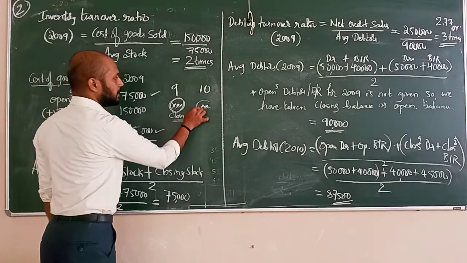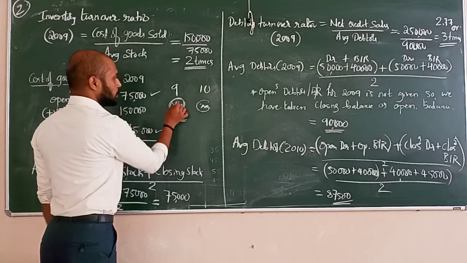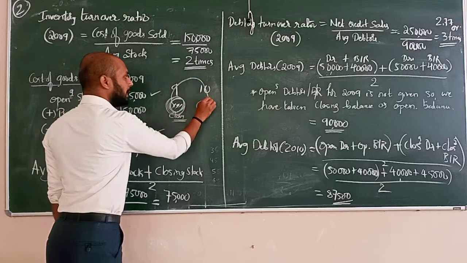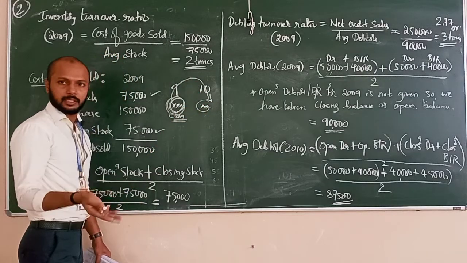So they have given the balance sheet of two different years, right? Whatever the closing balance they have given for 2009 will become the opening balance for 2010, which is easy to understand, right?